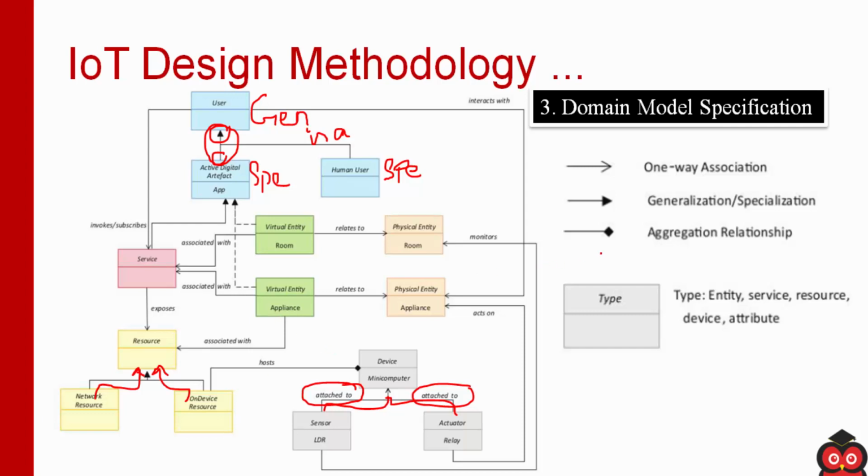Now the last kind of relationship is the aggregation relationship, this diamond head. The meaning of aggregation is that they represent a whole-part relationship. In this relationship, one entity is a whole, and another thing is part of that whole. So the tail always represents the part and the head always represents the whole.